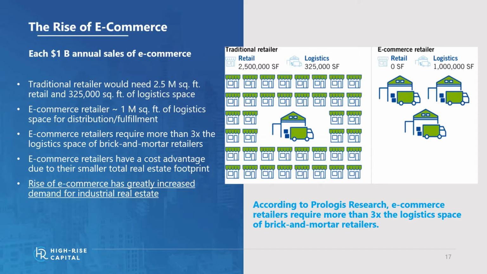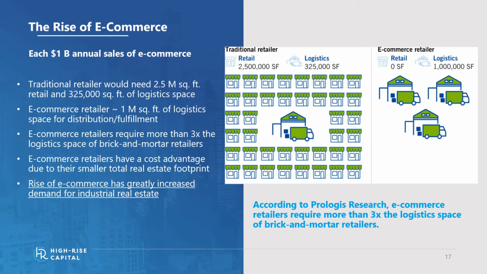In order to comprehend how much change is taking place as compared to retail and logistics real estate, Prologis research has shown that for each $1 billion in annual sales of e-commerce, they've estimated the difference in the retail and the logistics footprint. So when you have a traditional retailer, for each $1 billion of annual sales, they would need about 2.5 million square feet of retail space and almost a third of a million square feet of logistics space.